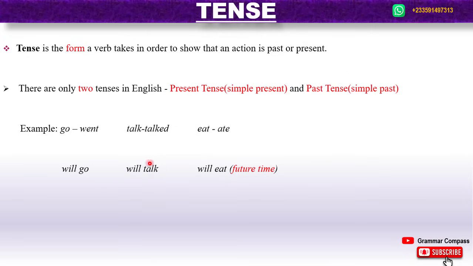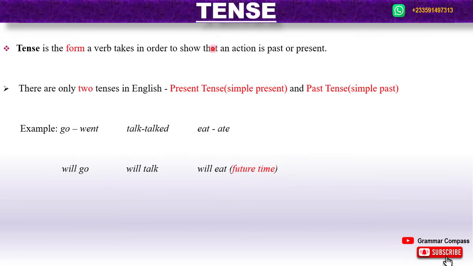We'll talk. We see that talk has not changed its form to talk about the future time. We just added a modal auxiliary verb. Therefore, future is not considered as tense. We'll eat. Eat is in the present form. The verb eat didn't change its form to show the future time. We just added a modal auxiliary to it. Therefore, in English, we conclude that we have only two tenses because verbs can change their form to either present tense or past tense and not future tense. We will appropriately term it as future time.